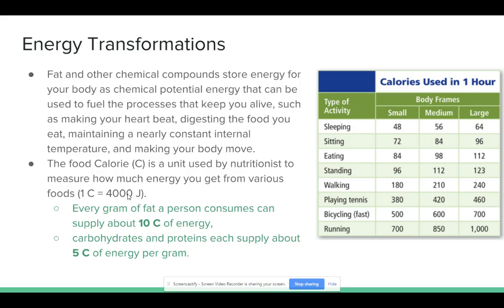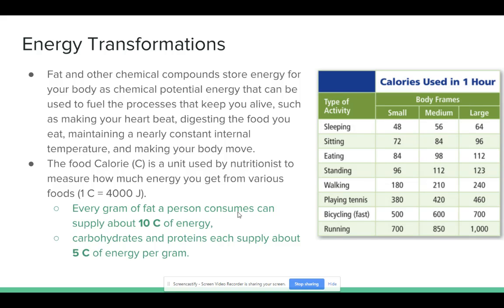1 calorie equals 4,000 joules. So when you look at your bottle of pop you're drinking or the candy bar you eat, on the label it says how many calories are in it. That's basically how much energy you are taking in. If you take in more energy than you burn, you're going to gain weight. If you burn more energy than you take in, you are going to lose weight. That's the basics of how we grow.